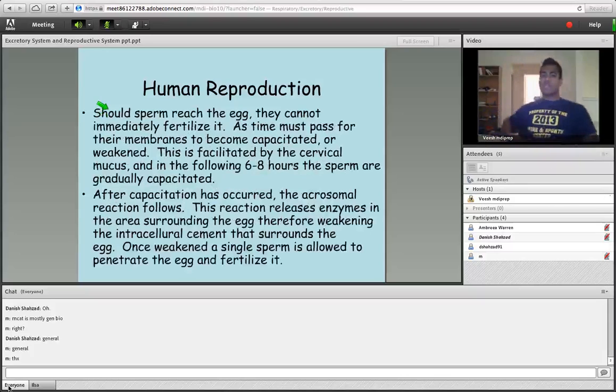Once they do reach the egg, they can't immediately fertilize it either, because time needs to pass for their membranes to be capacitated, or weakened, and this is facilitated by the cervical mucus. In the following 6 to 8 hours, the sperm are gradually capacitated. So even once they get there, they don't automatically conceive. This really shows you how hard it is to actually conceive a child.